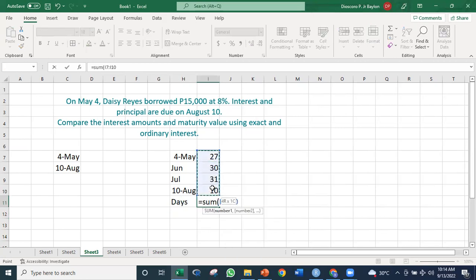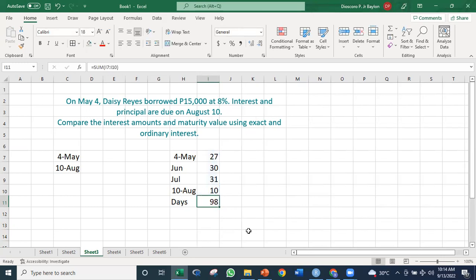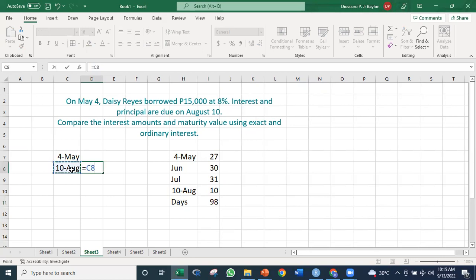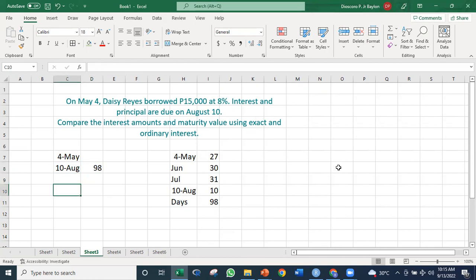All right, so days here will be just the sum of this one. Okay, so that would be 98. If we're using Excel, that would be very easy. August 10 minus May 8. This will give us the exact number of periods. Take note, this is the number of periods.